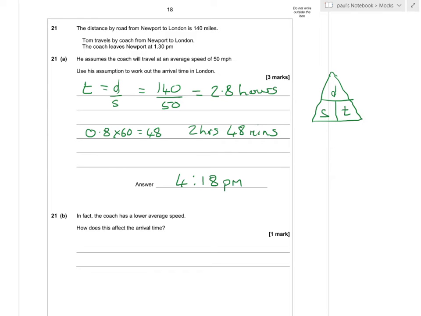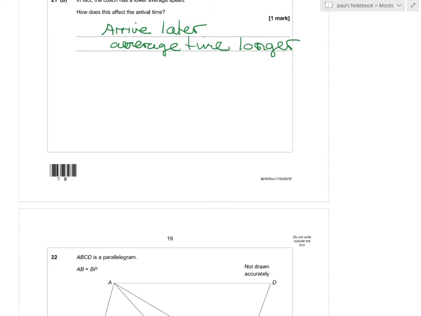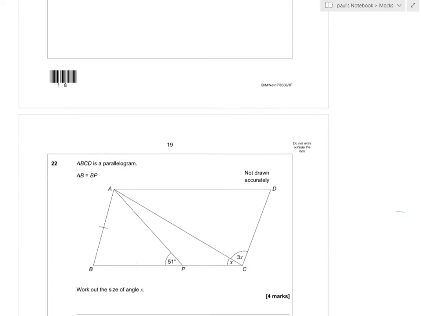Right, let's go down to 21B. In fact, the coach has a lower average speed. How does this affect the average time? It will take longer, won't it? It will arrive later. Well, the journey will be longer. How does this affect the arrival time? To arrive later. I'm not reading the question, am I? Journey time longer. Please forgive me for not reading the question properly.